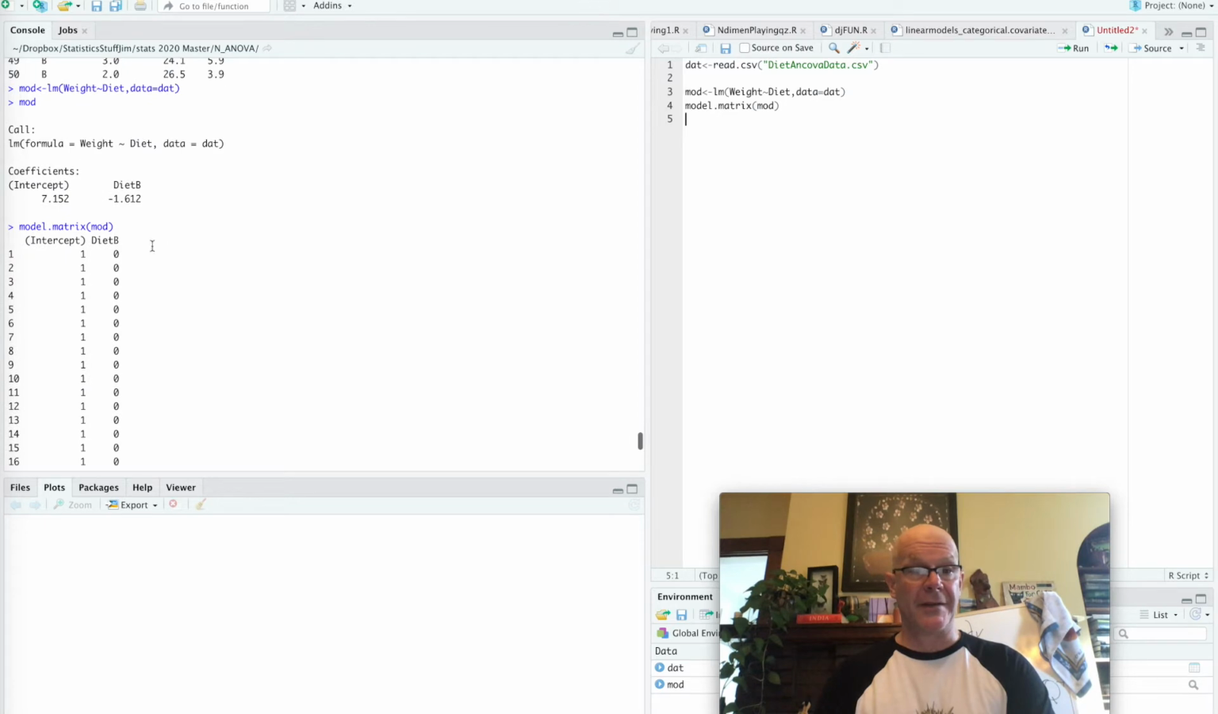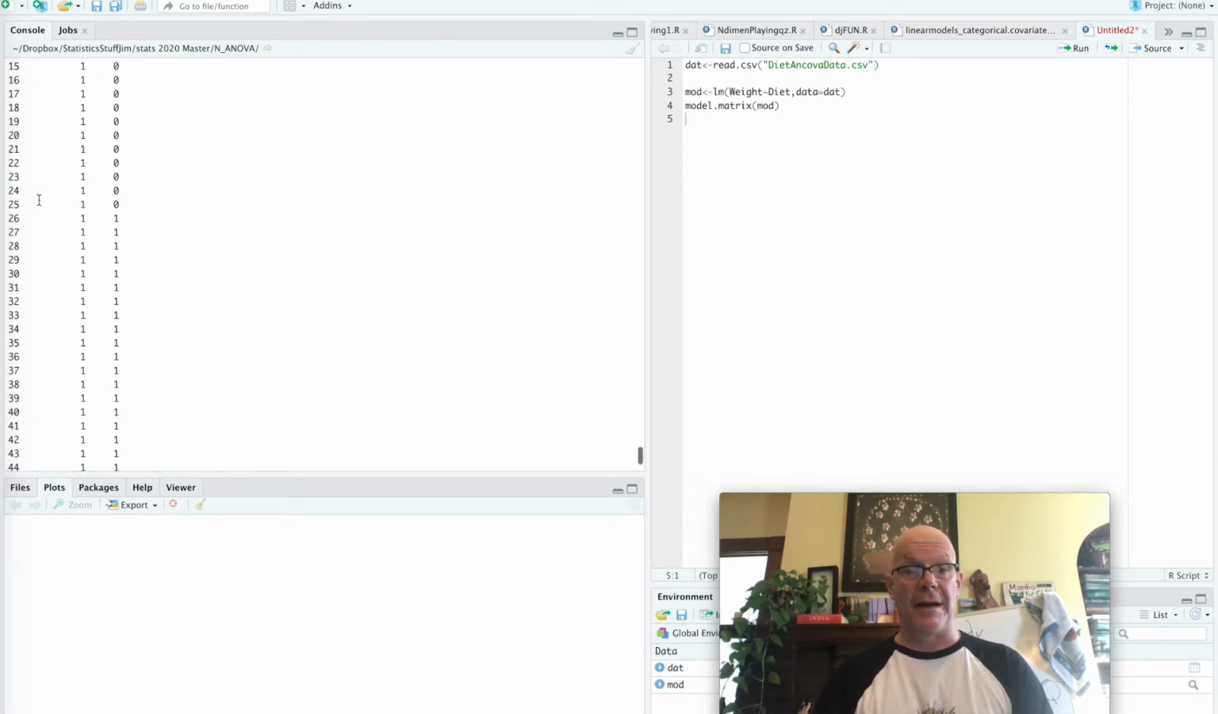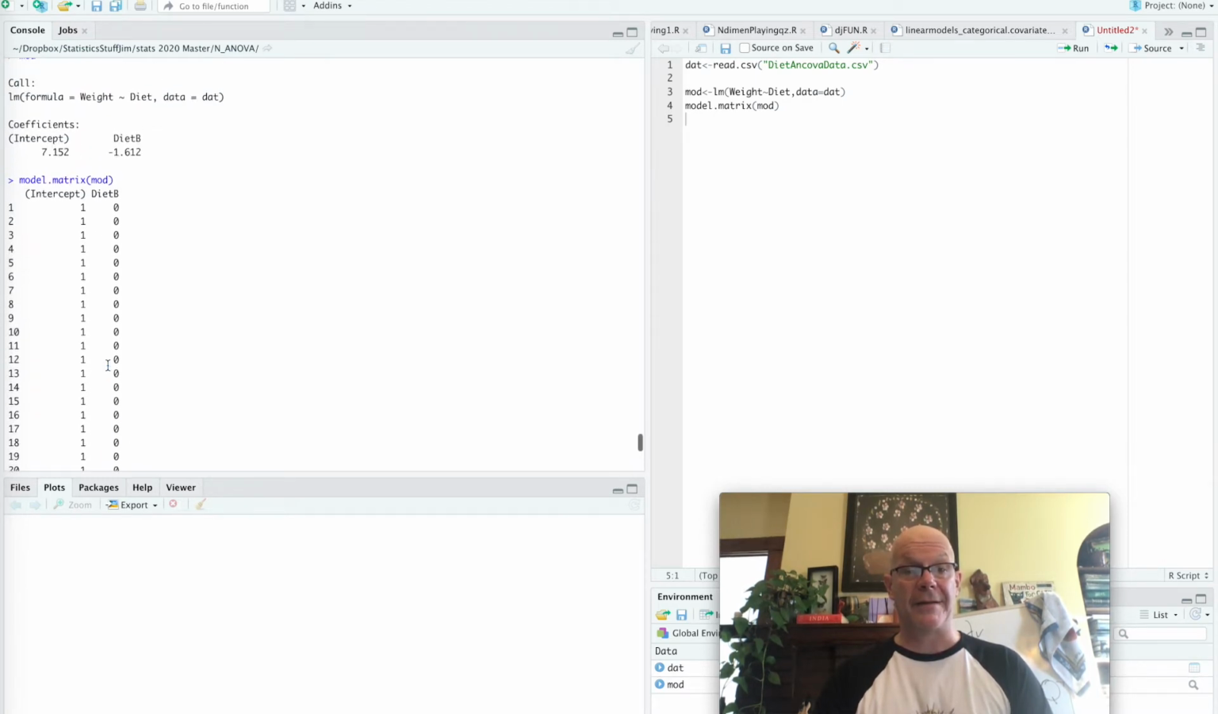You can see everybody gets the intercept, so everybody starts out as a caterpillar on diet A. If you're on diet A, like these first number of rows here, you would add 7.152 plus 0 times negative 1.612. In other words, think about those ones and zeros as being switches. If you're on diet A, you're turning off the effect of diet B. Whereas if you're on diet B, which starts here at line 26, you start with the intercept, which is 7.152, and then you subtract from that 1.612, and that would be your expected value.